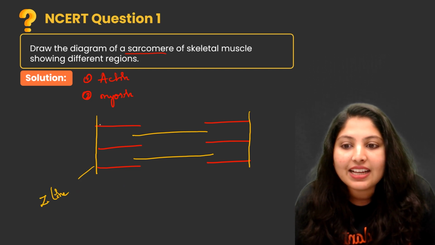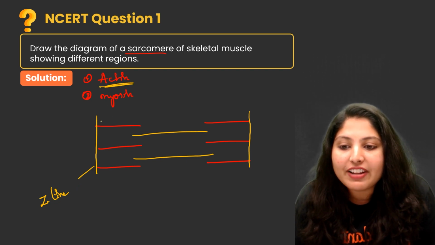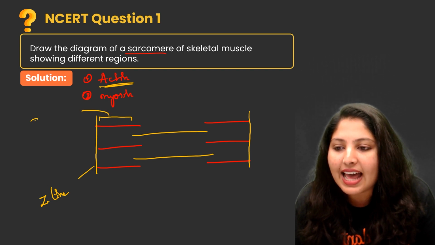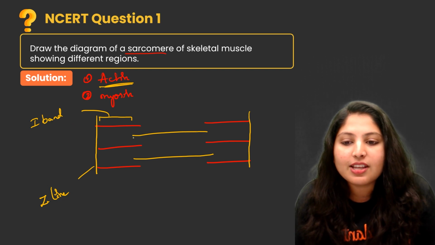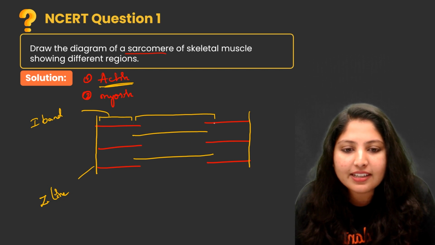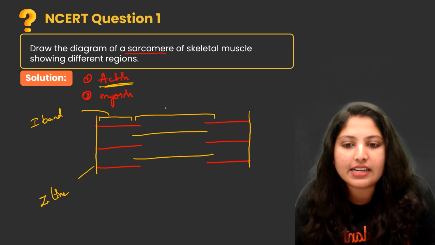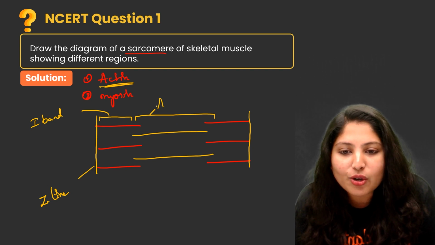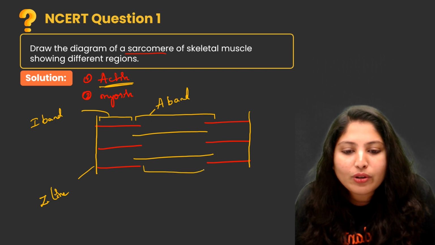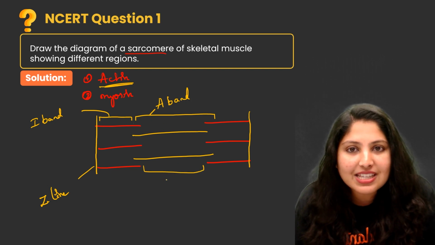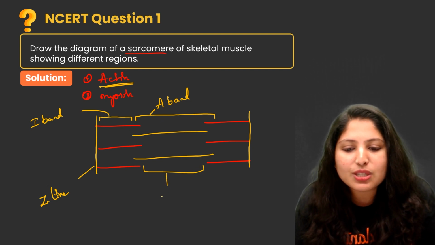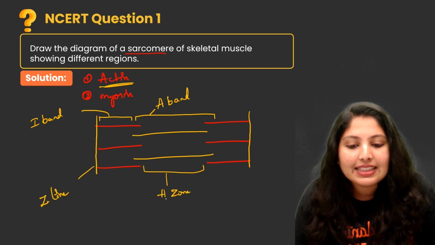The region where only actin filament is present is known as the I band. The region where both actin and myosin are present, from here to here, is known as the A band. This particular region containing only myosin is known as the H zone.